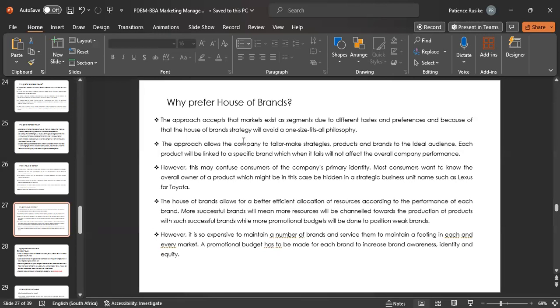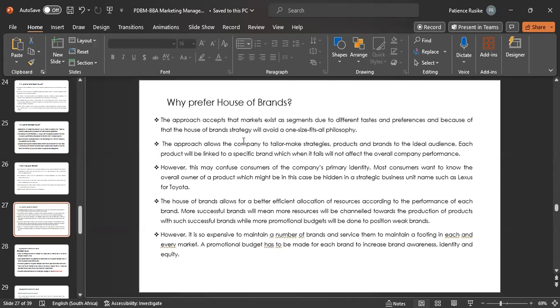Right. So the house of brands allows for a better, more efficient allocation of resources. That's an advantage to the performance of each brand, because these different brands with their own identity perform differently. So it is easy to identify which product is performing better, and it gives you an opportunity to best allocate resources, whether to invest more in a certain product or to pull out resources from a certain product because of how it performs. So we are saying that more successful brands, if we are using this approach, will mean that more resources will be channeled towards the production of products with such successful brands.